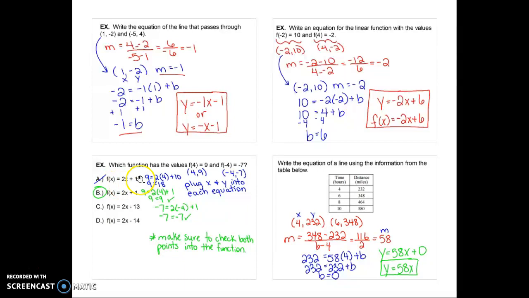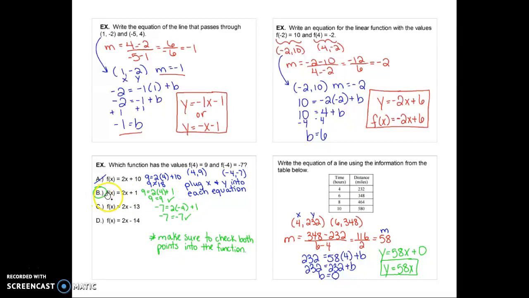So when you're plugging these in, f of x, remember that is actually your y value. This entire piece, f of x, is your y value. So this is where your 9 would get plugged in, and then your x value was 4. So 2 times 4 is 8 plus 10 is 18, which is not equal to 9. So automatically answer choice A is out because the first point I tried did not work.